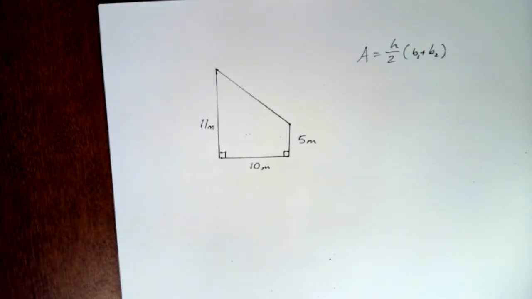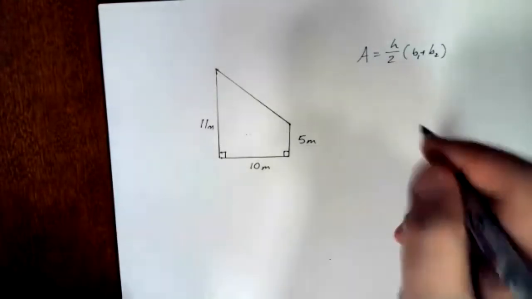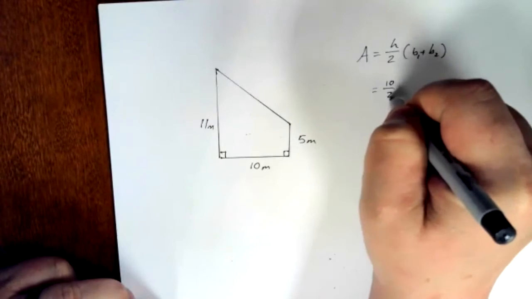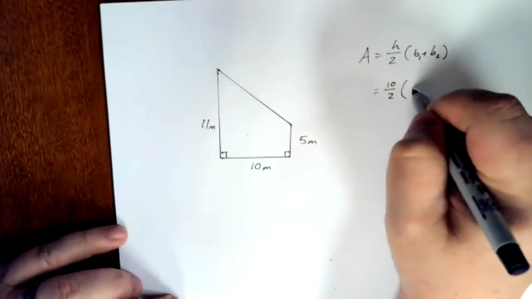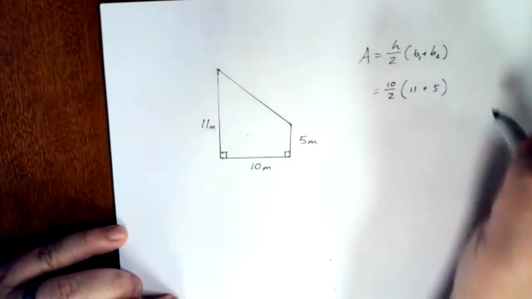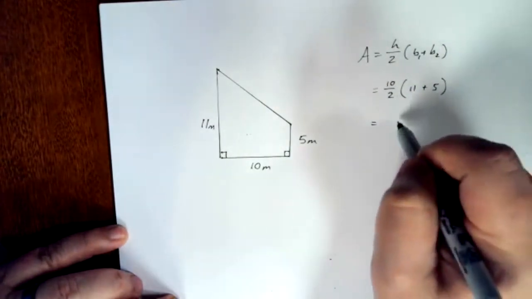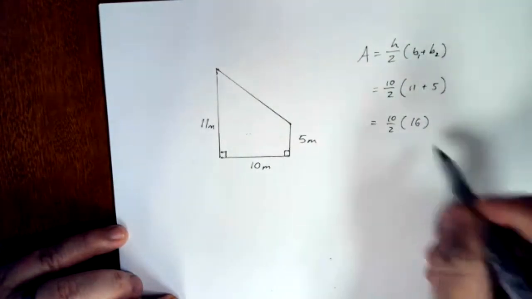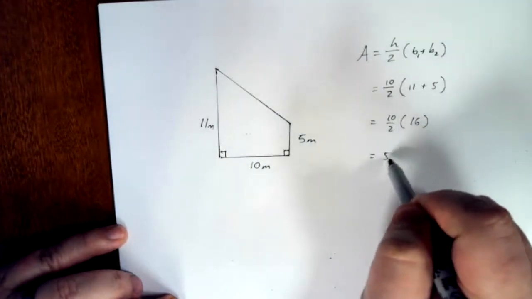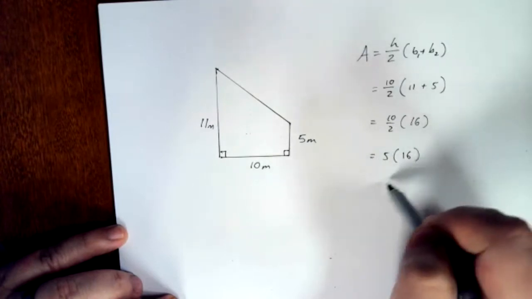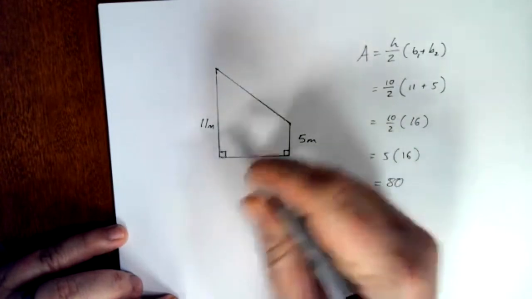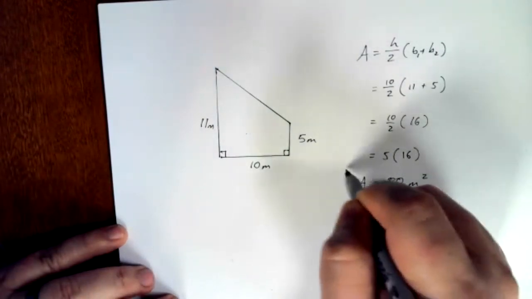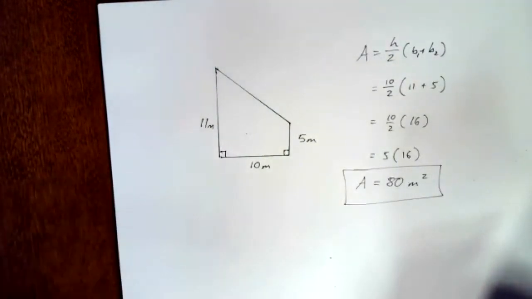Okay. So my height is the 10, and the two bases are the 11 and the 5. 10 divided by 2 is 5, and 5 times 16 is 80. This is an area, so I need meters squared.